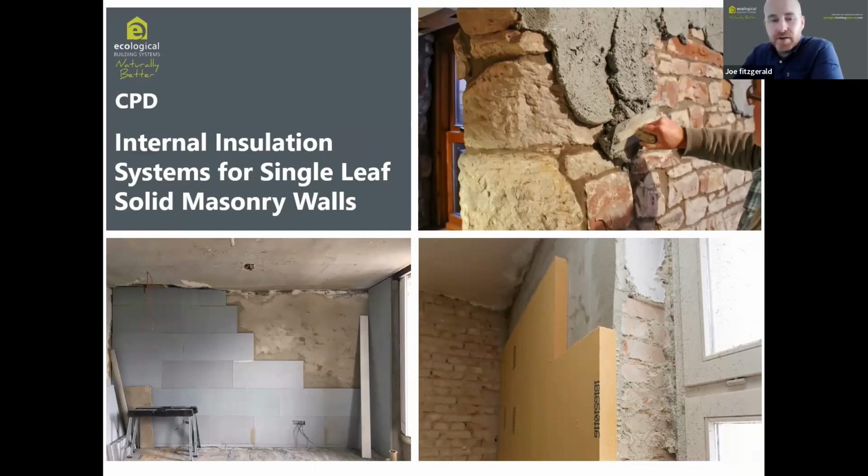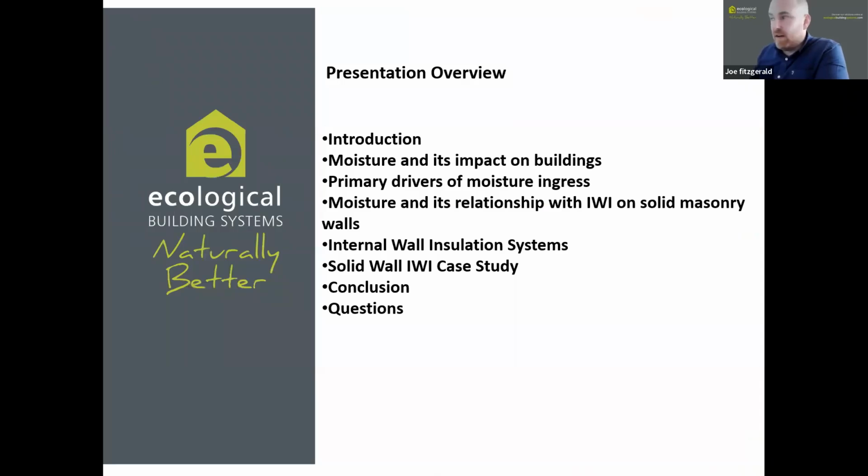So these are the types of insulation methods that you need to use in sensible building upgrades where a building might be very sensitive to moisture-related defects and things like that. So with that in mind, a lot of what we look at is related to moisture, its impact, the primary drivers that cause it, its relationship with the walls, and how it might affect the insulation systems. We tie it into case studies as we go, and before we get to the end, we'll have time for some questions.